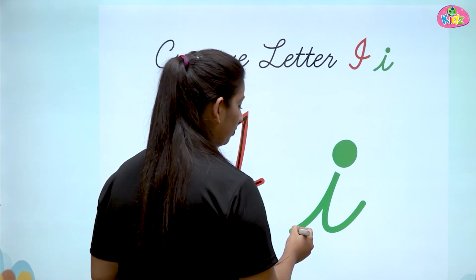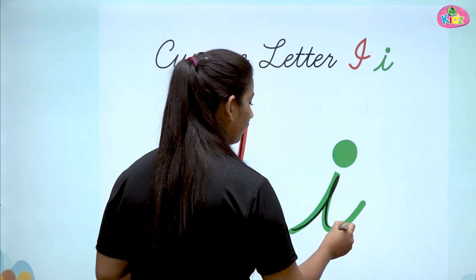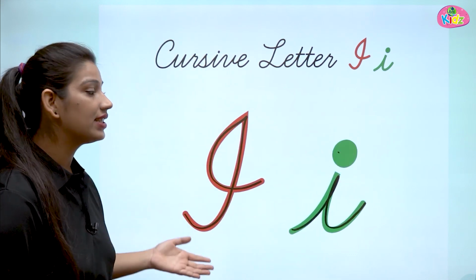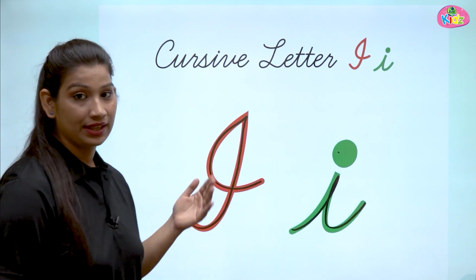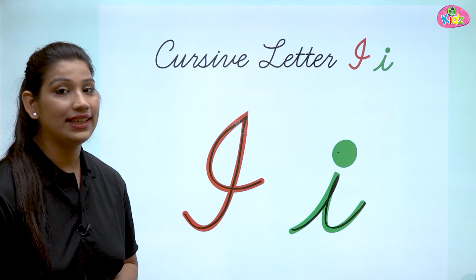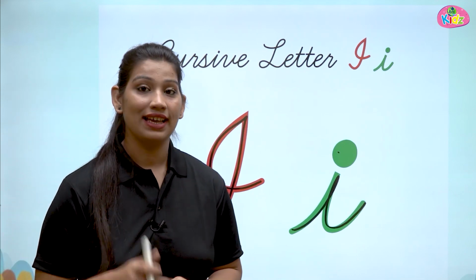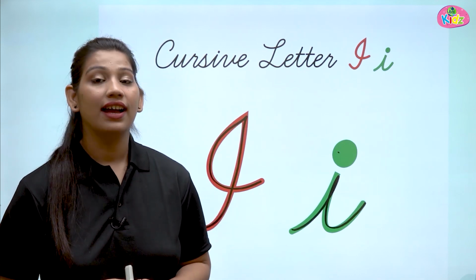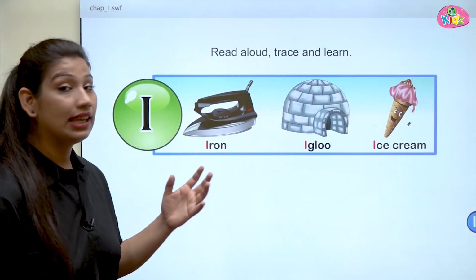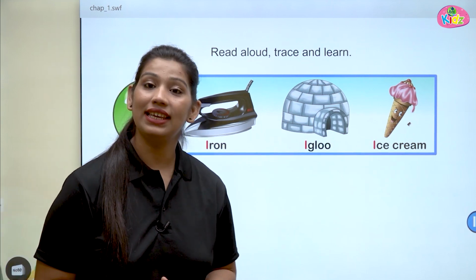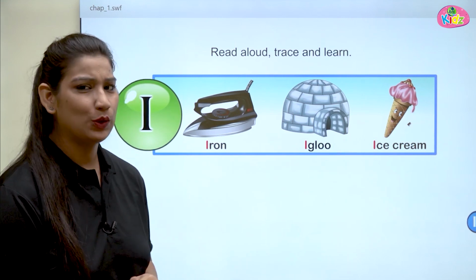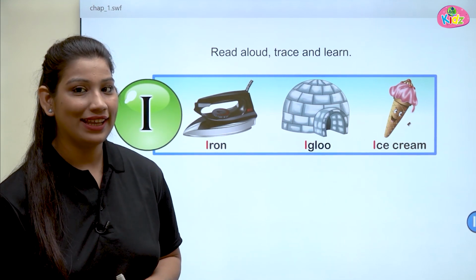This is small cursive I. You just have to make 2 curves with a small standing line with a dot on the top. Capital cursive I, small cursive I. I sounds E. I, E, iron. I, E, igloo. I, E, ice cream. You know which letter comes after I?